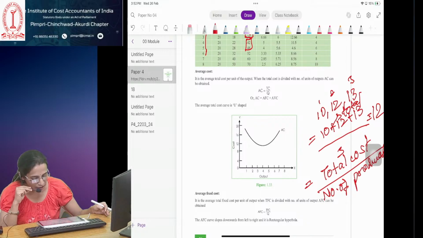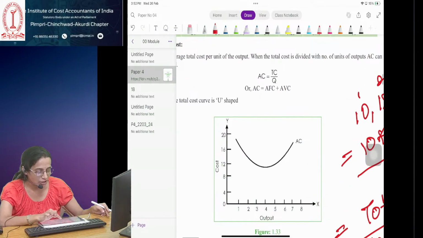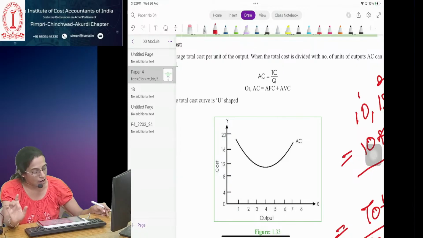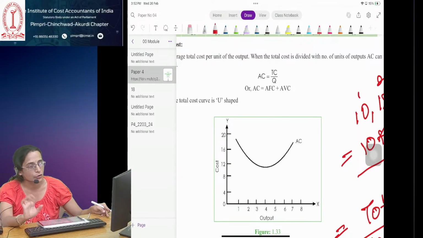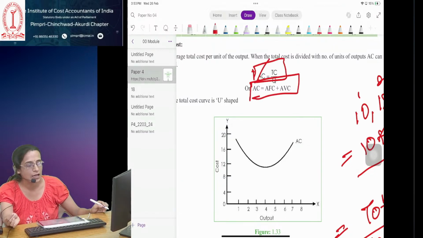It is the average total cost per unit of output. When the total cost is divided by the number of units of output, AC can be obtained. AC is average cost, right? Here see, they are given. What is average cost? Average fixed cost plus average variable cost will give us average cost. Another, total cost divided by the number of units produced will give us the average cost. These two things can help in giving us the average cost. Piyush, any doubt?